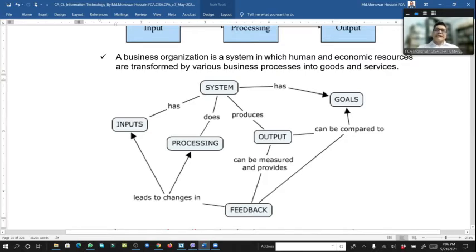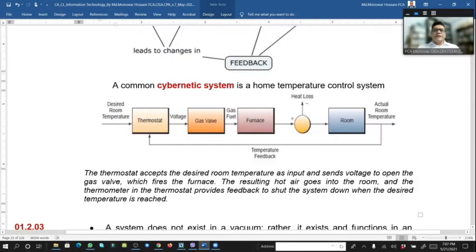So a business organization is a system in which human and economic resources are transformed by various business processes into goods and services. A common cybernetic system is a home temperature control system. It's a home thermostat or thermometer. That type of system also describes room temperature, voltage, gas valve, gas fuel, plus minus heat loss, room, actual room temperature.